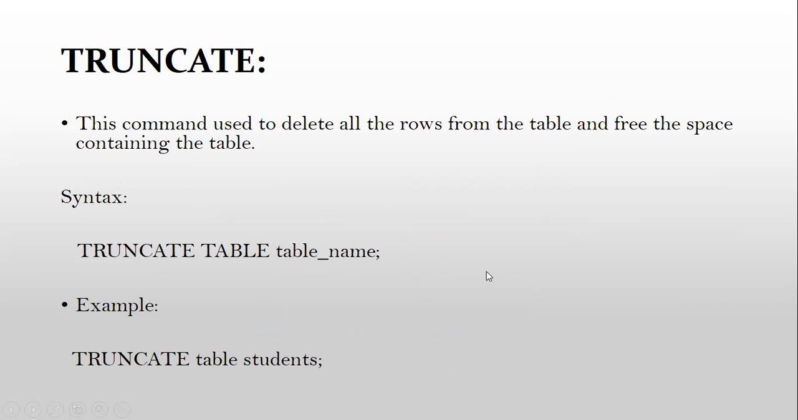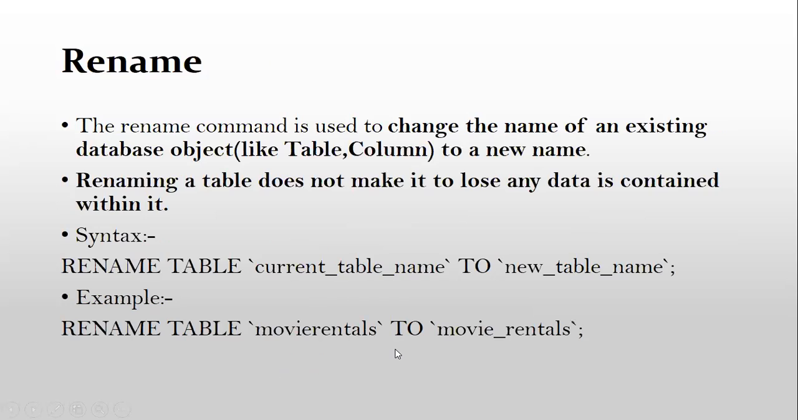The next one is the truncate. What truncate will do is delete all the rows from the table except the header row, and it will make free space in your table. Syntax is truncate table and the table name. For example, truncate table students. After executing this query, whatever records or rows are there except the header row will get deleted.